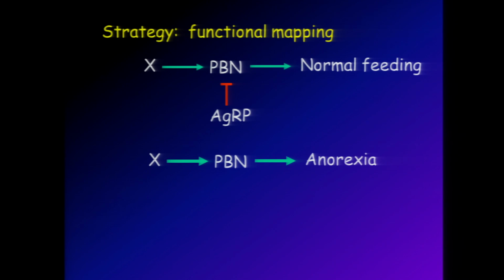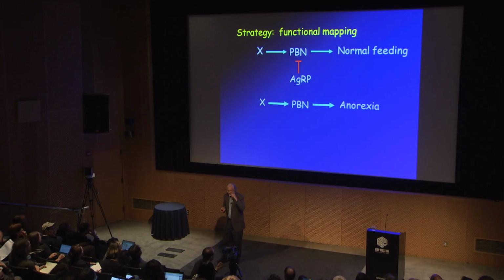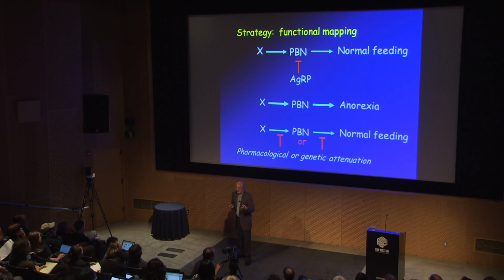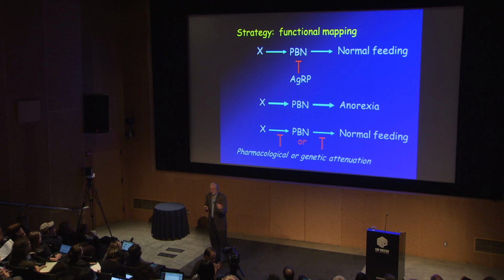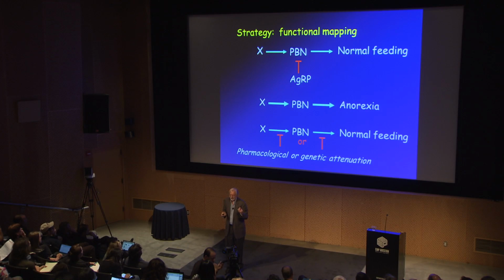So the idea then is that AgRP is providing an inhibitory input into the parabrachial nucleus. You remove that and you get anorexia. So then we wanted to map where is the excitation, where's X in this figure. And so the idea was that if we could inhibit either the input to the parabrachial or the output of the parabrachial, we should be able to prevent the anorexia. And you're going to see in the next few slides that that strategy works.